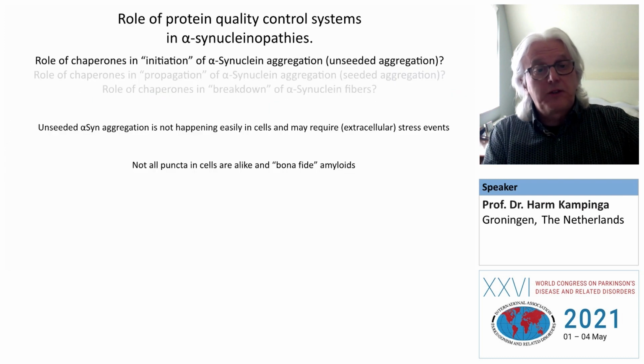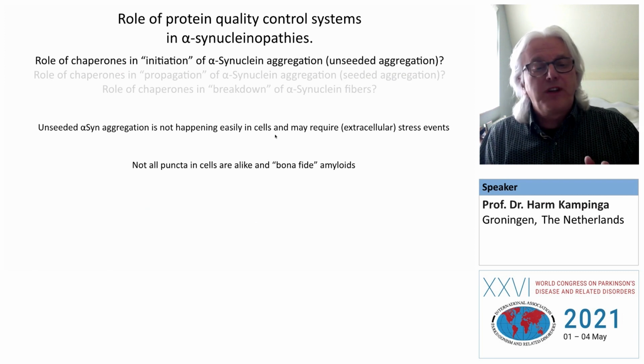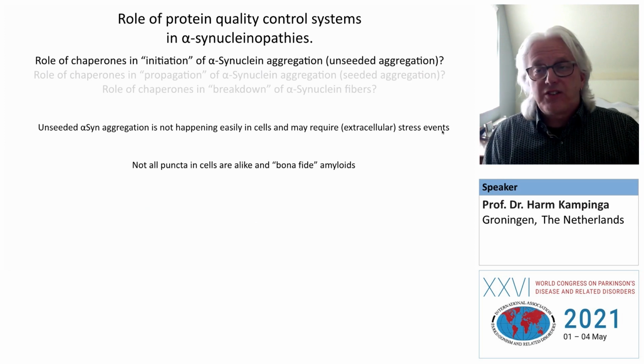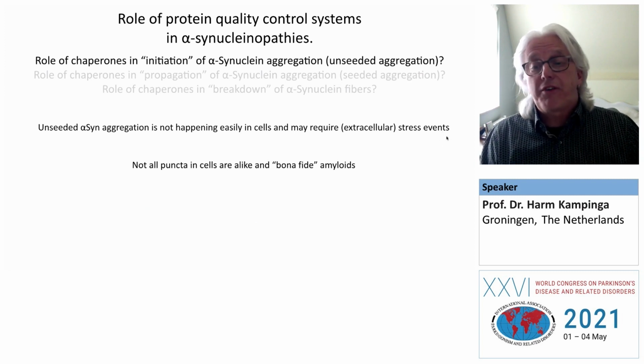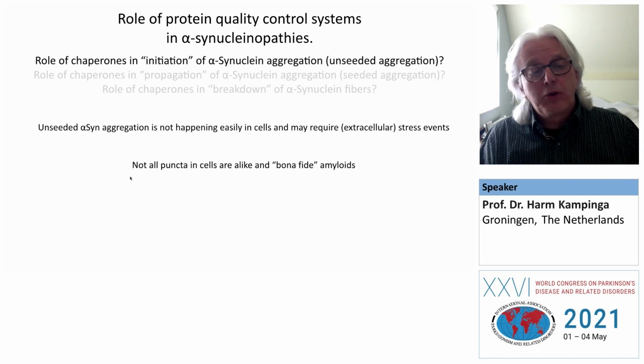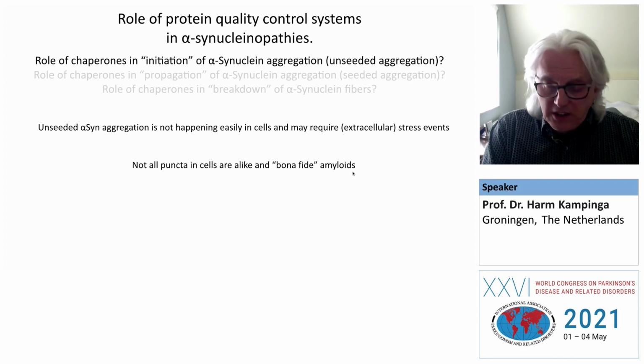Now, this, of course, was a disappointment, but it meant to us that, in fact, as we already hinted in the beginning, unseeded alpha-synuclein aggregation in cells is not very easily happening. And it apparently requires other extracellular stress events that we haven't been able to discover in order for it to form real amyloid. And we're working on that very hard now to figure out what these could be. Also a warning to all of us who look at puncta and blobs in cells. Not all puncta are alike, and not all of them are actually bona fide amyloids, and therefore can be considered as something realistic for a disease.